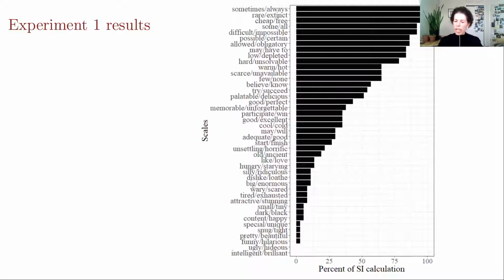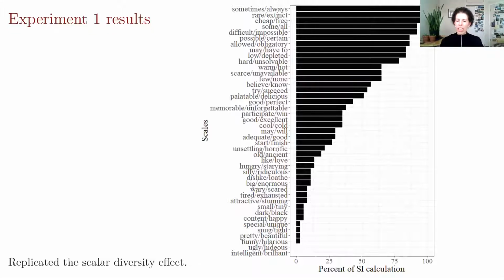These are the results. On the x-axis, I'm showing you the percent of scalar inference calculated across all participants. And on the y-axis, we can see the 43 different scales. So as is very visually salient, we successfully replicated the scalar diversity effect.